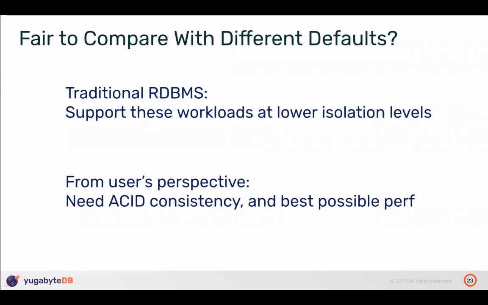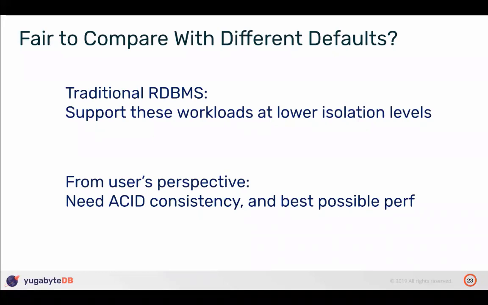So it now brings up the question, is it fair to actually compare with different defaults? I mean, we redid the experiment with serializable for YugaByte anyways, but nevertheless, it is a philosophical point of view. What you're trying to achieve with your benchmark is really the bottom line. With traditional RDBMSs, RDBMSs actually go to extra lengths to support a lot of these primitives, like a secondary index or your insert, et cetera, at weaker isolation levels, because for your system as a whole, it gives you much better performance.